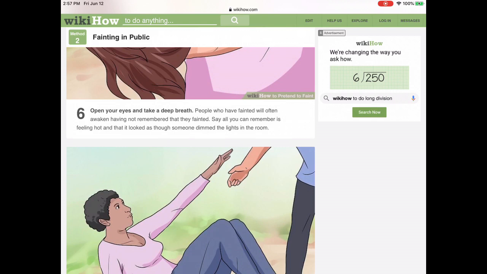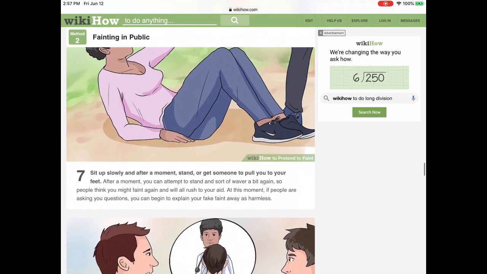People who have fainted will often awaken not remembering that they fainted. Say all you can remember is feeling hot. It looked as though someone dimmed the lights in the room. Alright. Should I turn off the lights? No, I'm not gonna do this. No. No, not at all.